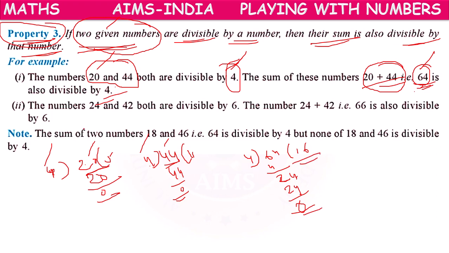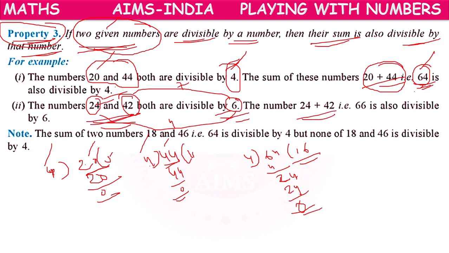Okay, children. Next, two numbers, one is 24, another one is 42. They are divisible by 6, because 6 times 4 is 24, 6 times 7 is 42. If two numbers are divisible by the same number, then their sum, 24 plus 42, 66, is also divisible by 6, because 6 times 11 is 66.